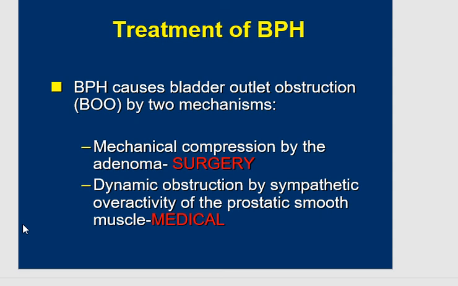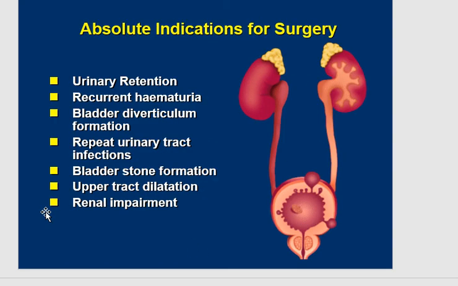So in BPH, for mechanical compression by the adenoma, surgery is the choice. To overcome the dynamic obstruction by the sympathetic overactivity, medical therapy is the answer. So what are the absolute indications for prostatectomy or TUR or any surgical intervention? The absolute indication is the untreated BPH.